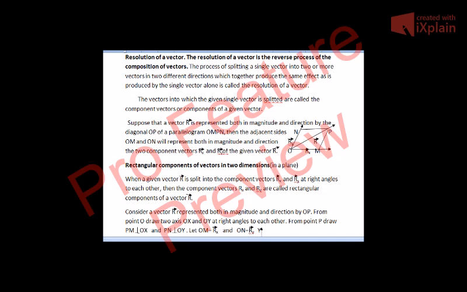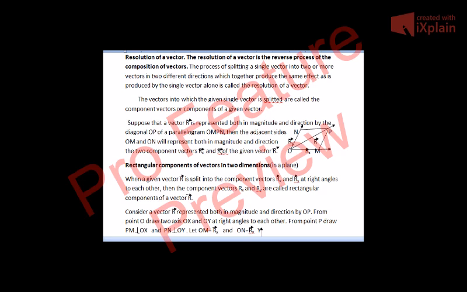Suppose that a vector R is represented both in magnitude and direction by the diagonal OP of a parallelogram. If we have a single vector represented both in magnitude and direction by the diagonal OP of a parallelogram, as you can see from the figure, then the adjacent sides OM and ON will represent both in magnitude and direction the two component vectors Rx and Ry of the given vector R.